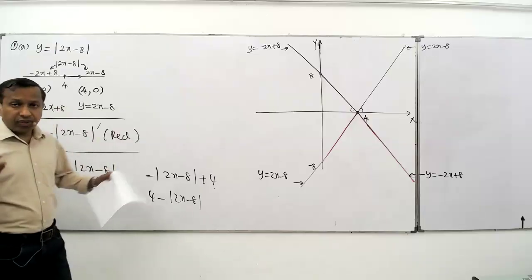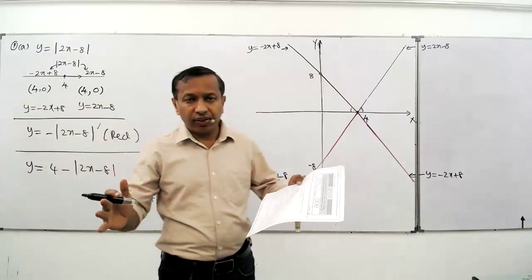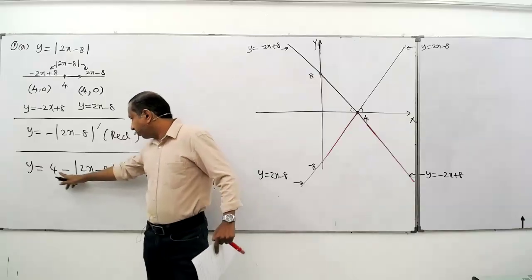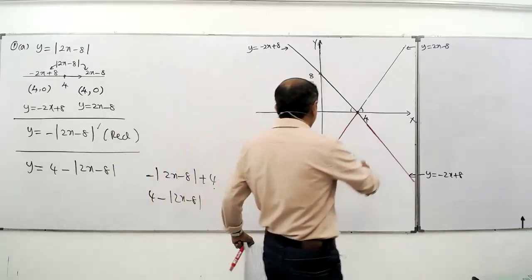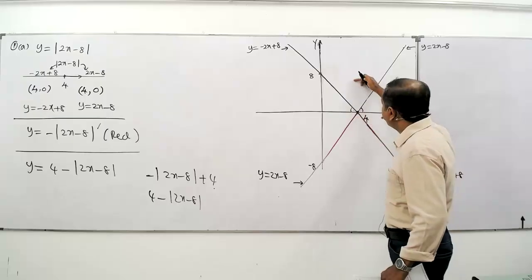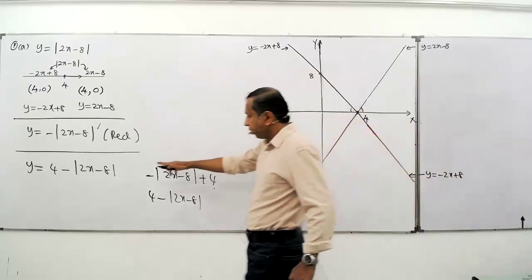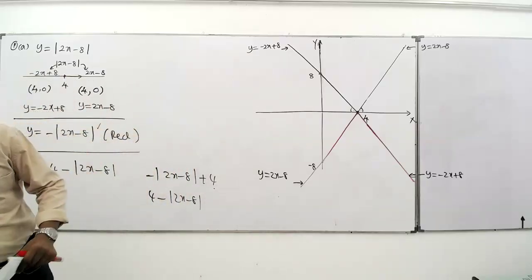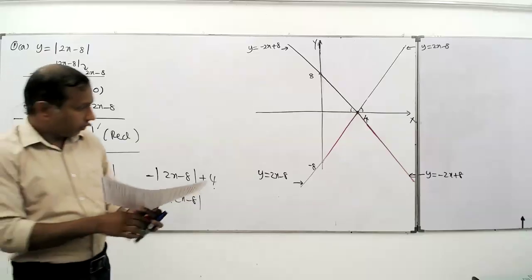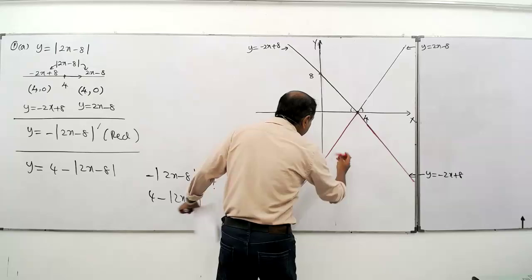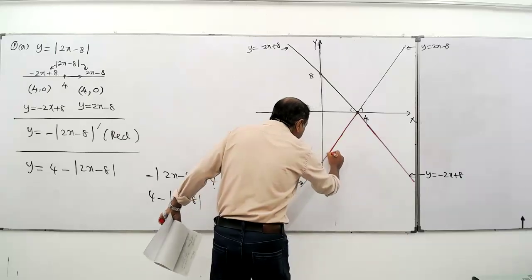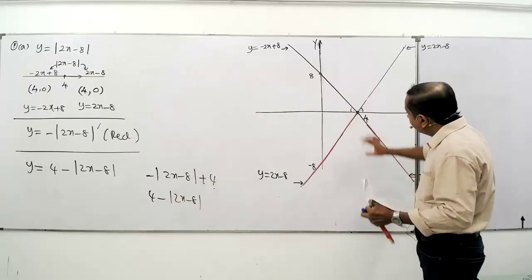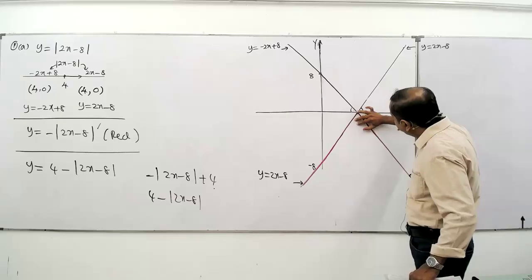Adding something to the graph means what? That graph we can easily draw by taking that graph upwards by that added amount. That means this red graph, you have to take upwards by 4 units to draw this graph. Understand? So then I'm going to do that. Okay. Then that graph I can take. This red one I have to take upwards by 4 units.